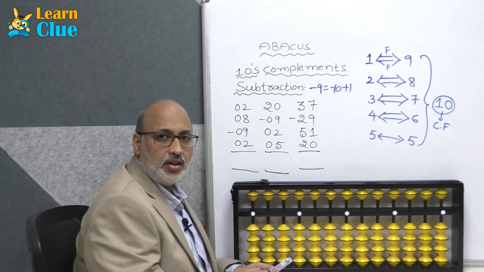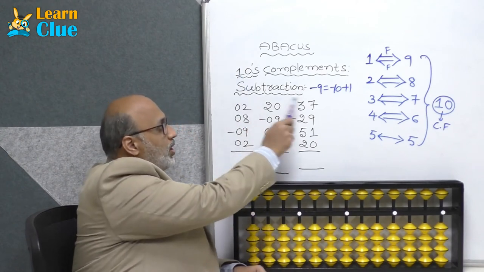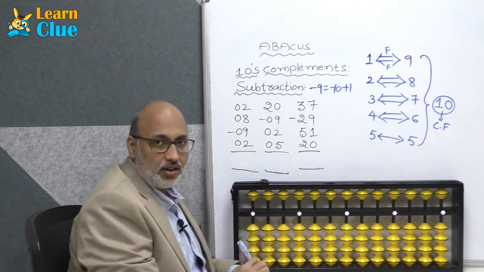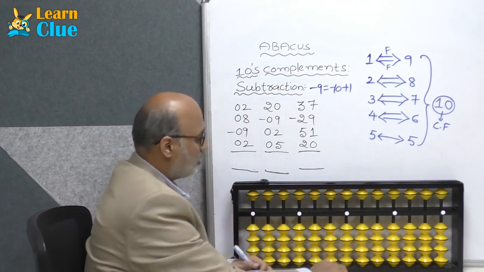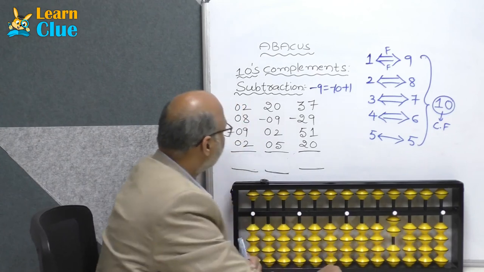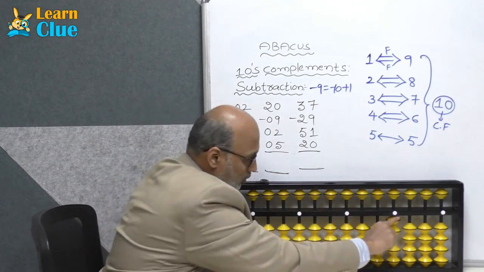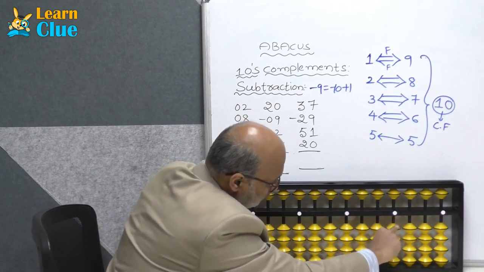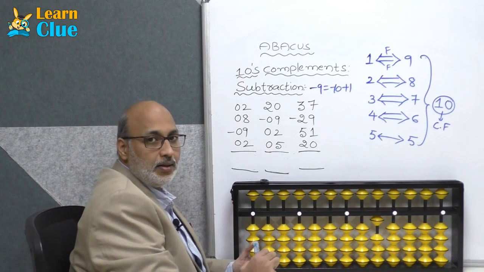Hi students, in this session we are going to learn about tens complement subtraction, the minus 9 technique. Okay, let's see some of the example problems. Plus 2 plus 8. Who is the friend of 8? 2. So minus 2 plus 10. Okay, now they are asking minus 9.